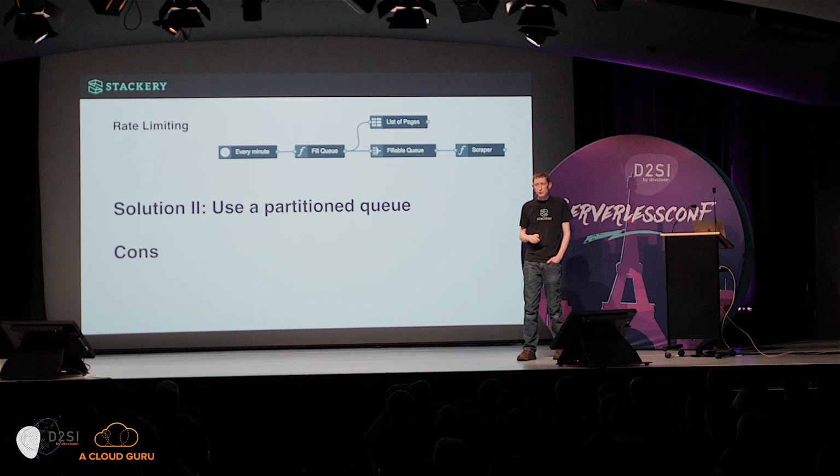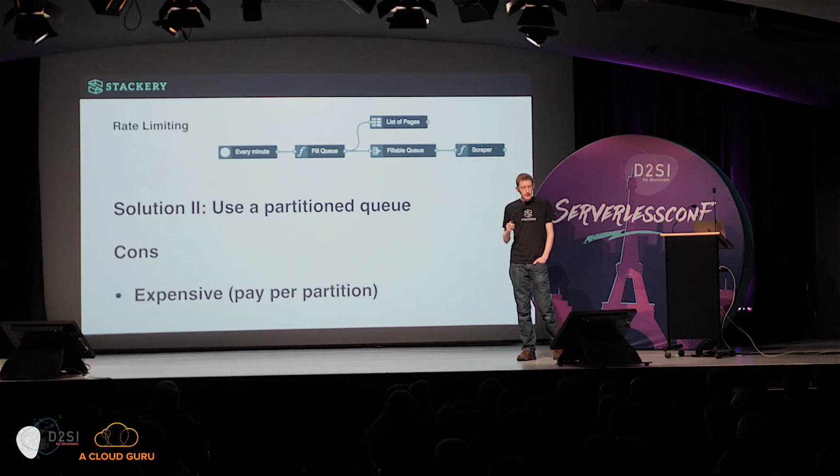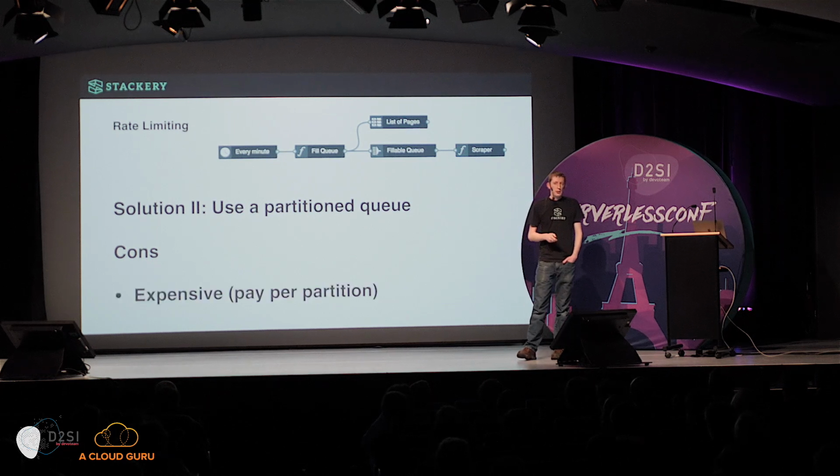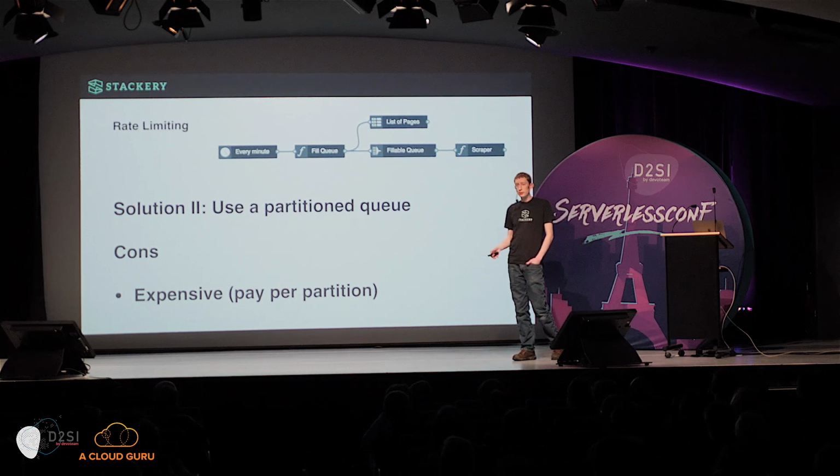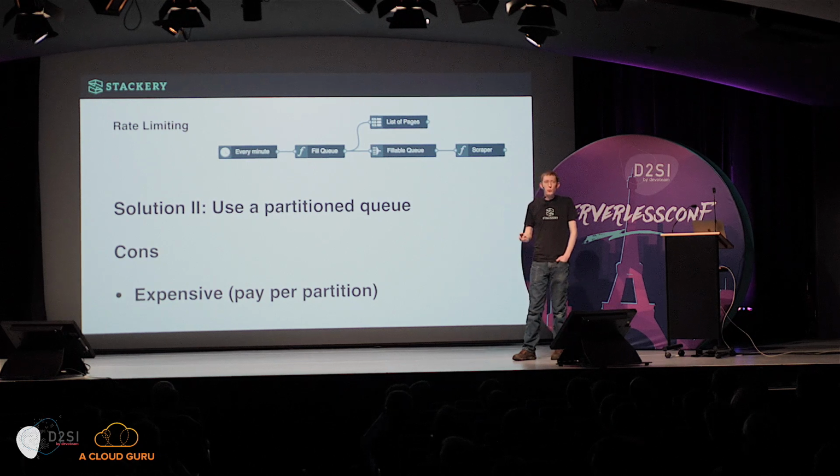But there's a significant drawback to this approach, and that is that it's expensive. You have to pay for each partition that you provision. In the case of AWS Kinesis data streams, it's $10.80 a month for each partition to exist. And that may be more than you want to budget for this particular project.